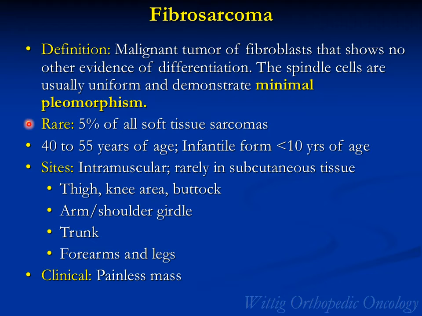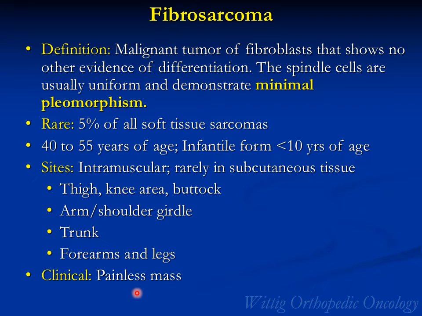It constitutes 5% of all soft tissue sarcomas, and it occurs in the 40 to 50-year age group. There is an infantile form in the less than 10-year age group. It occurs primarily intramuscularly and rarely in the subcutaneous tissue. The most common sites are the thigh, the knee, the buttock, the arm and shoulder girdle, the trunk, the forearms, and the legs. Clinically, patients present with a painless mass. It is usually not painful.